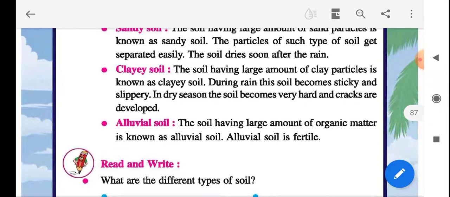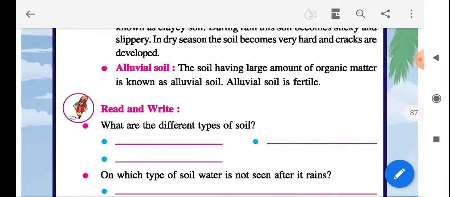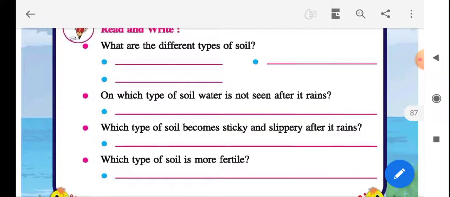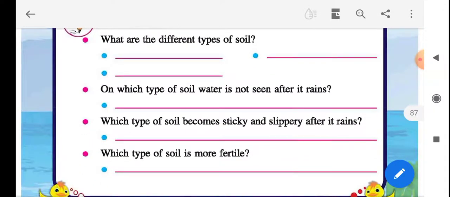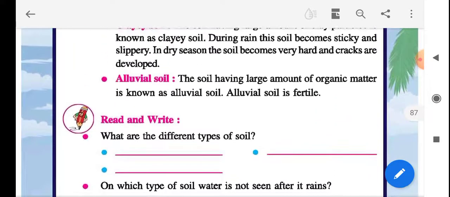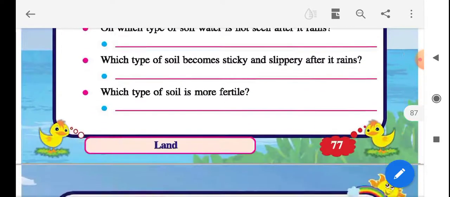In alluvial soil, a large amount of organic matter is also present. Organic matter is more in alluvial soil. So alluvial soil is very fertile in comparison to sandy and clay soil. This answer also I have already shared with you. Which is more fertile? That also I have shared with you.